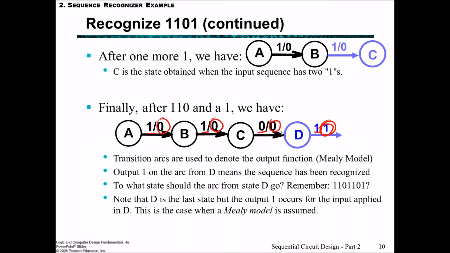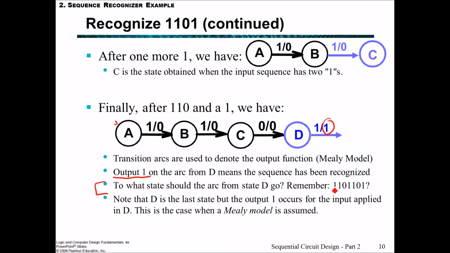In this case, we're using the Mealy model, since on the arcs we have the inputs and the outputs. As I said before, the output of 1 means that the sequence has been recognized, and only occurs after we get a 1, 1, 0, 1. An interesting question is this one here. After we're in state D, after having an input of 1 and we get an output of 1, where should we go to? Should we go back to A? Should we go all the way back like this?